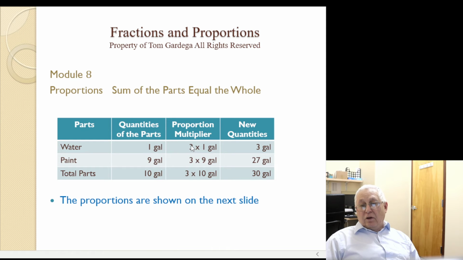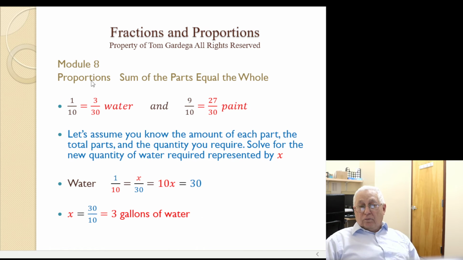So we have 1 times 3 equals 3 gallons of water. 3 times 9 equals 27 gallons of paint. And then 3 times 10 total, we get 30 gallons. Also, 3 plus 27 equals 30 gallons. The proportions here are shown on the next slide.